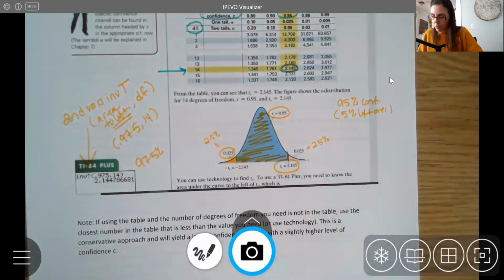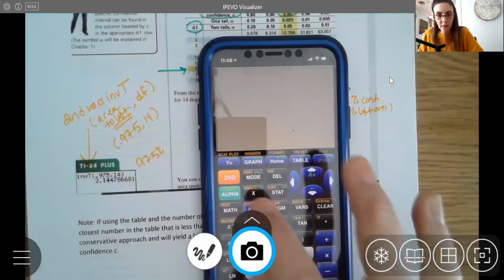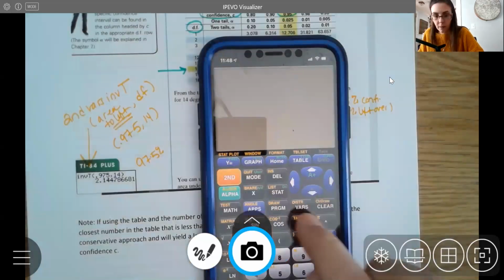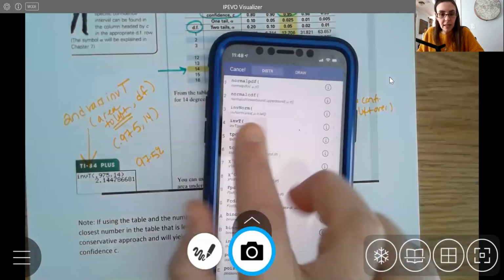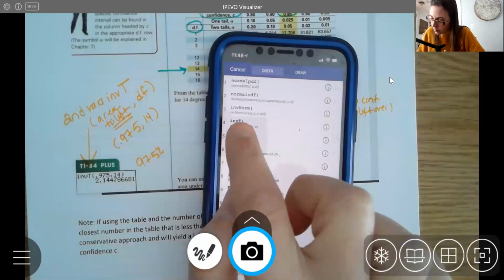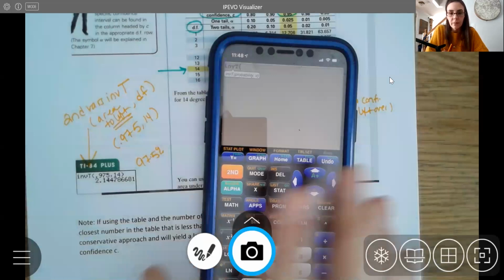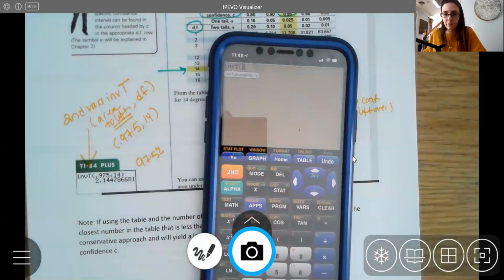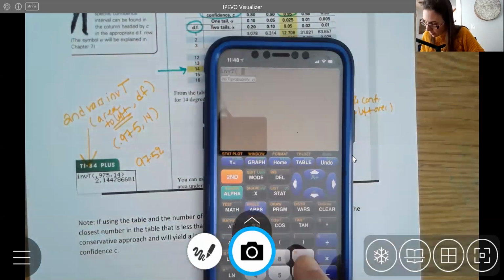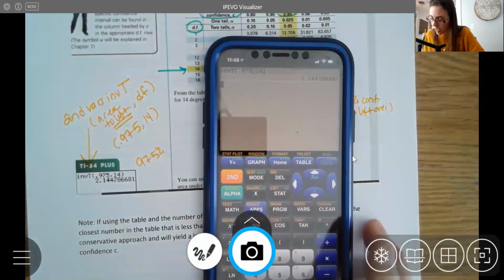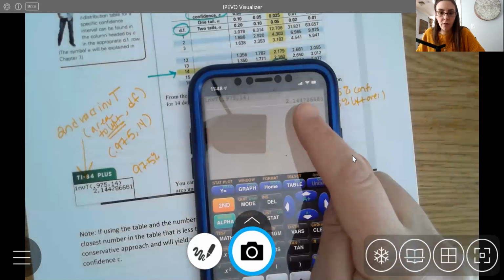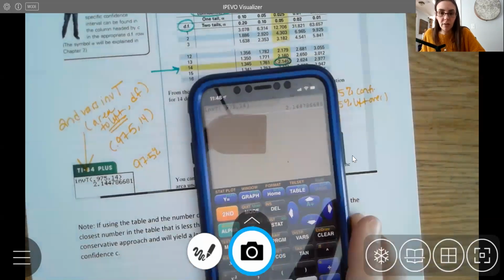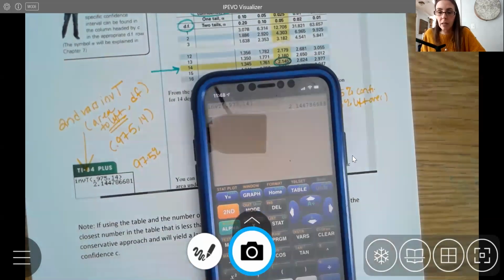Okay, so I'm going to press second and then vars. And you're going to see inverse t, which is just like inverse norm, but again, with the t distribution. My area to the left is 0.975, and my degrees of freedom is 14. So when I do that, I get 2.1447, which does round to 2.145. So that's how we're going to find our critical t values here.